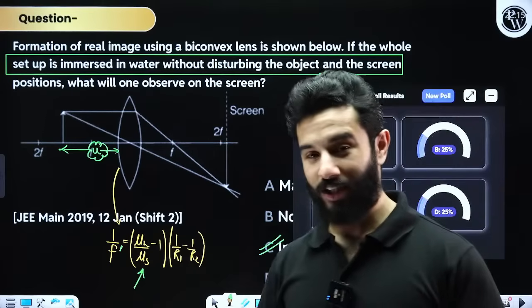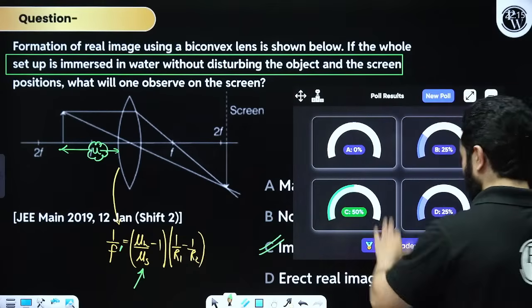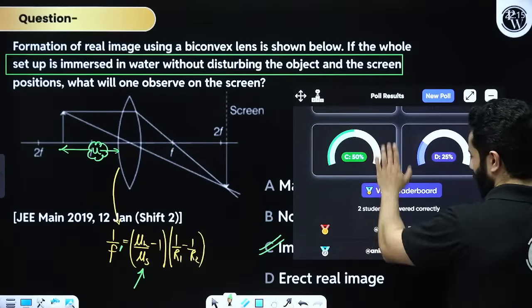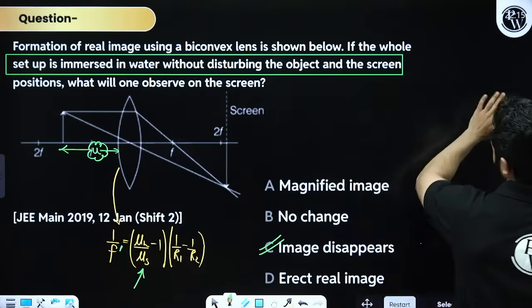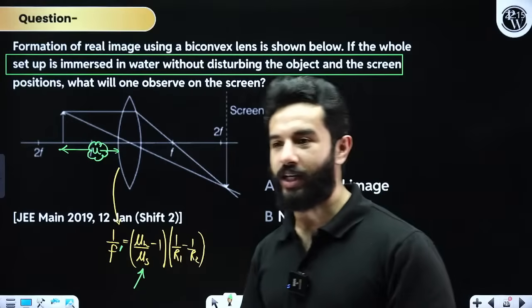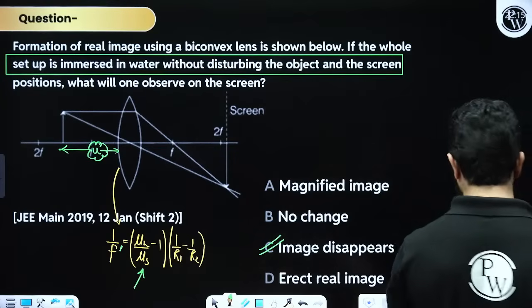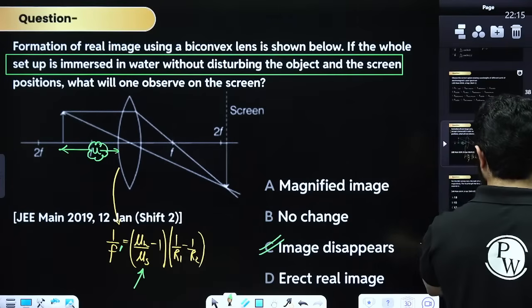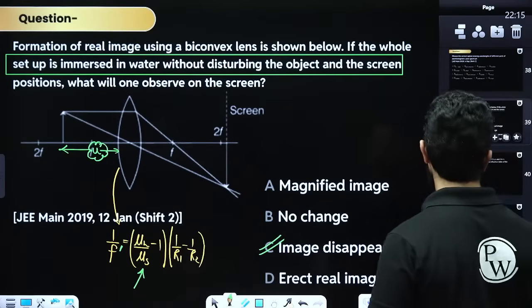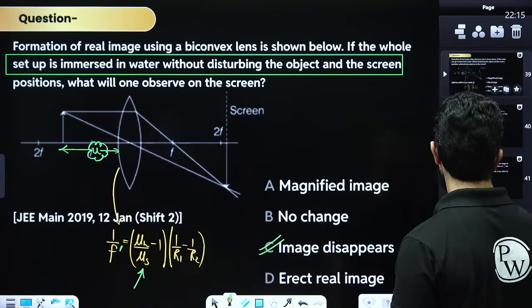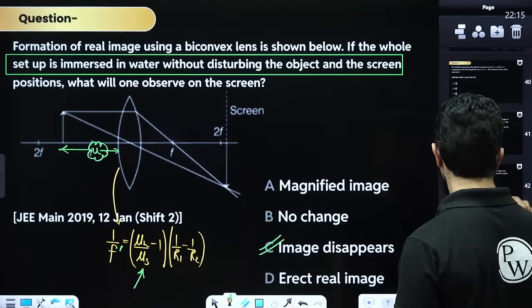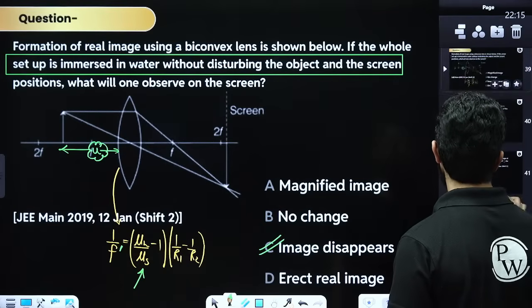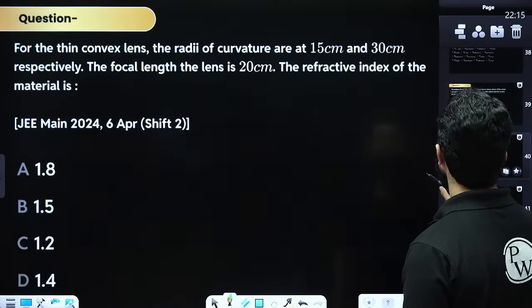Whenever a nice question comes, the percentage actually falls. So now only 50% of you have got it correct. Maybe the poll is not working, so I won't take this very seriously. But if you have any doubt, do let me know. Quick. Come on. Any problem?